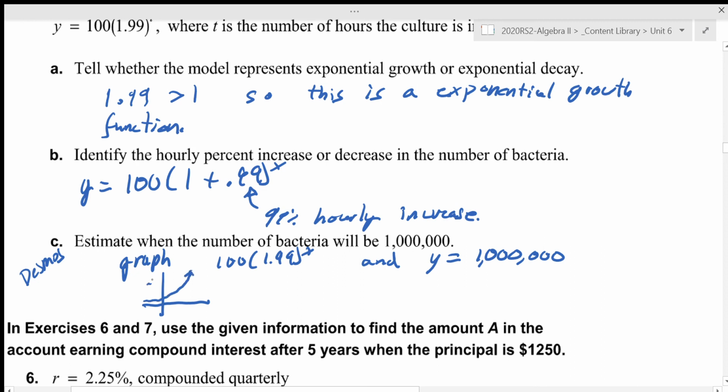And you'll see an intersection point right here. And the value of that point is 13.4, 1 million. And that means that we would expect the bacteria to reach 1 million after about 13.4 hours.